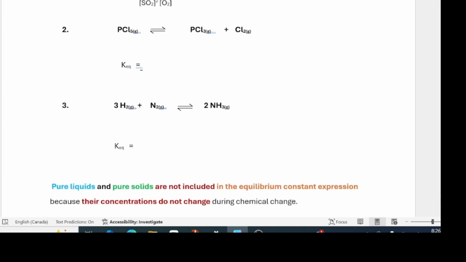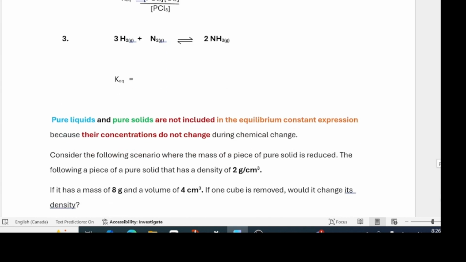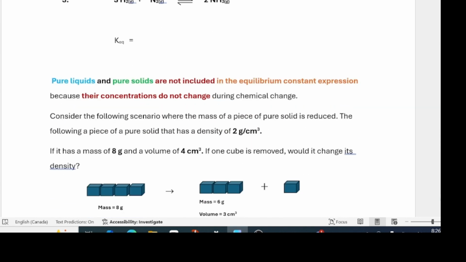Let's see another one. You have two products and one reactant. What should it be? It should be the concentration of PCl3 times the concentration of Cl2, since the coefficients in both cases are 1, divided by this. What should this one be? What should be at the top? NH3 should be at the top, raised to the exponent 2. At the bottom, we should have hydrogen raised to an exponent 3, times the concentration of nitrogen.